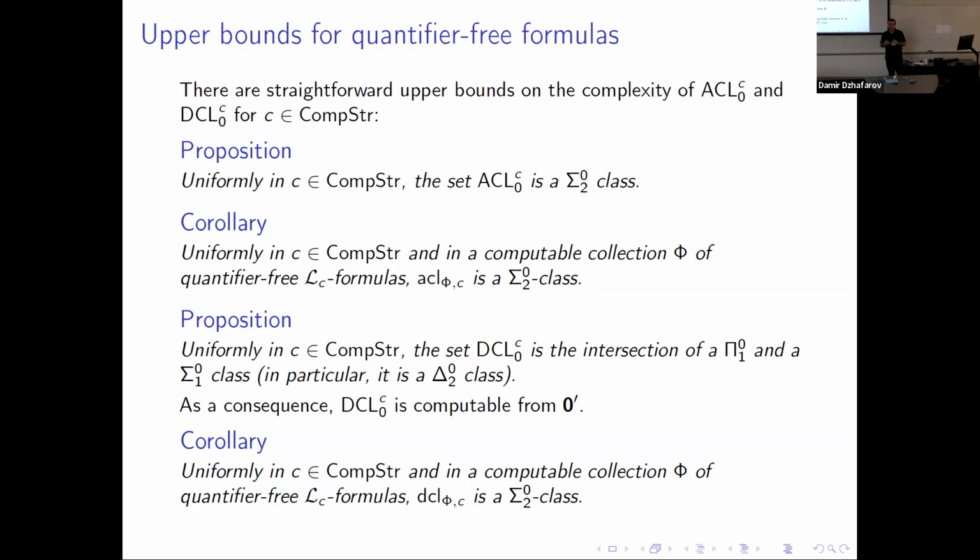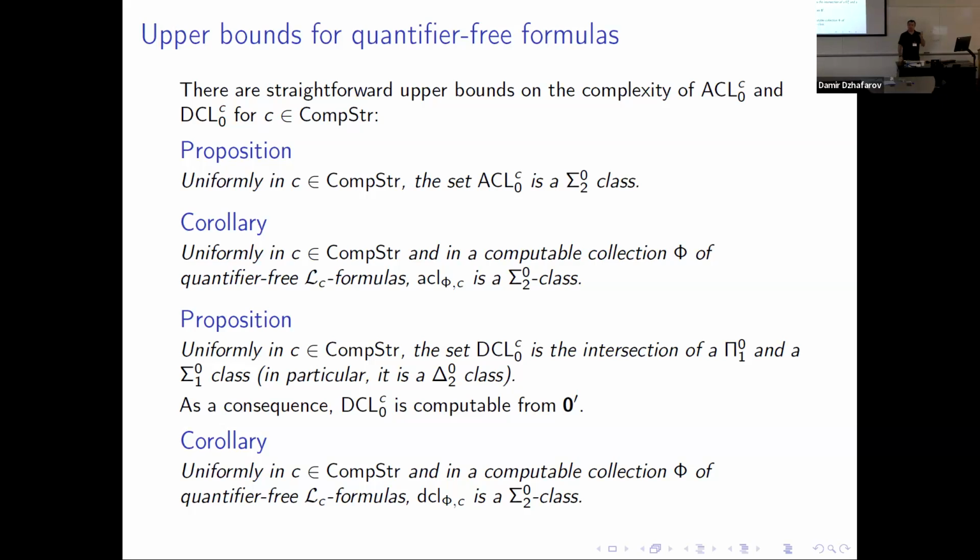You just write down what it means to say that there are finitely many realizations, and that gives you a sigma 0, 2 formula. And seeing as lowercase ACL is sigma 0, 1 over capital ACL, we know that lowercase ACL is also a sigma 0, 2 class. Now DCL is a little bit different in that we can actually get better than sigma 0, 2. You can actually get that DCL is the intersection of a sigma 0, 1 class and a pi 0, 1 class.